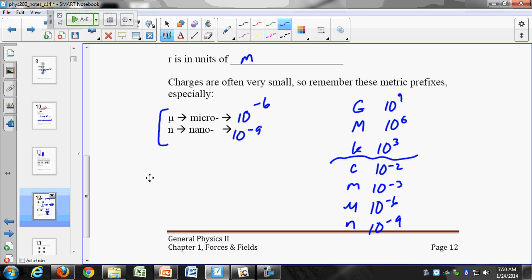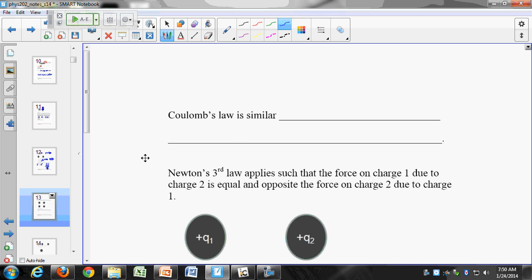All right. You'll need to do unit conversions. We're not going to do that here, but you'll need to know how to convert between the different units, which we did last semester. So if you still have trouble with that, just come see me. We'll work it out. Okay? Let's see. Coulomb's law, as I said, is similar to Newton's law of gravitation.